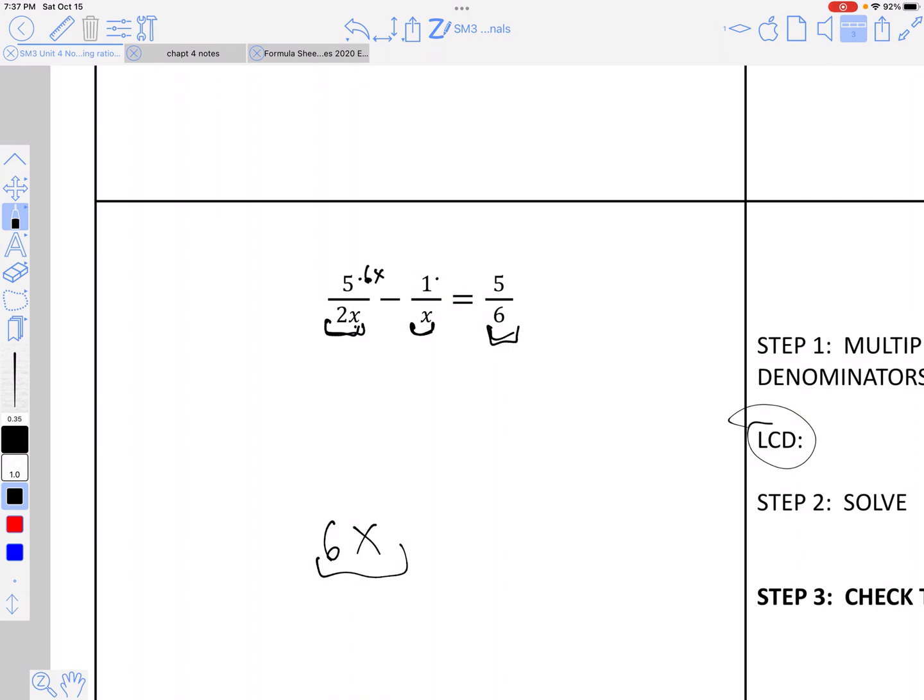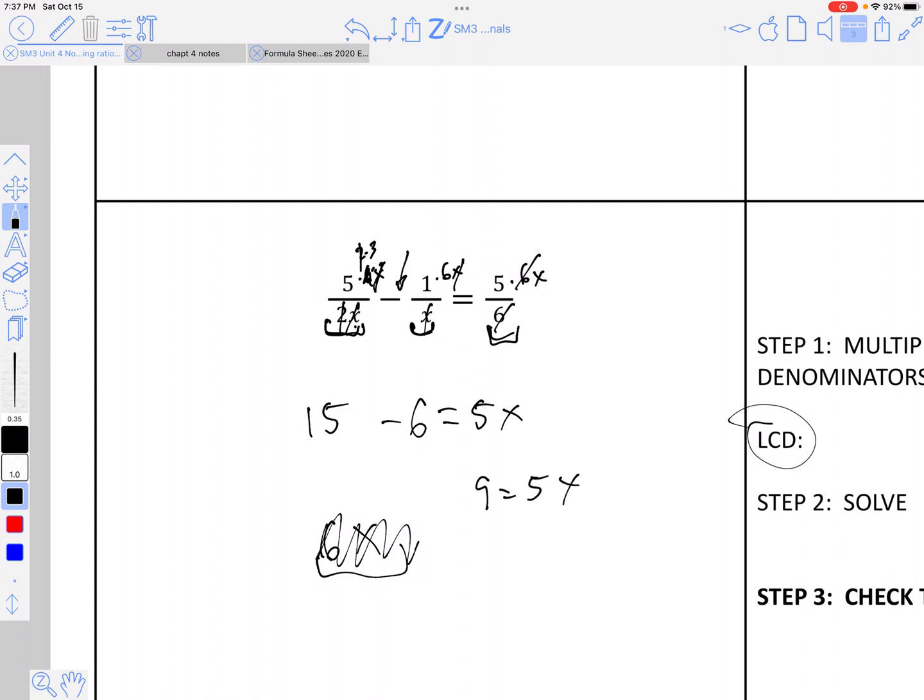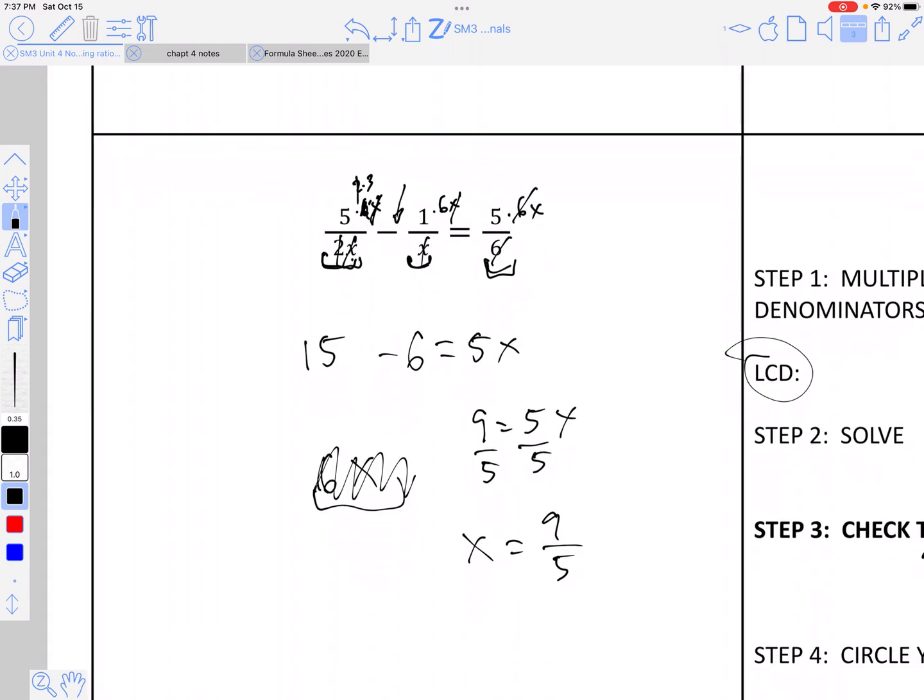So I'm going to go through and multiply everything by 6x. That cancels out, and I'm left with 5x. The x cancels out, and I'm left with negative 6 because of this negative right here. And then the x cancels out, and 6 is 2 times 3, so the 2 cancels out. And then 5 times 3 is 15. Okay, so we have 15 minus 6. 15 minus 6 is 9. I divide by 5. So x equals 9/5.